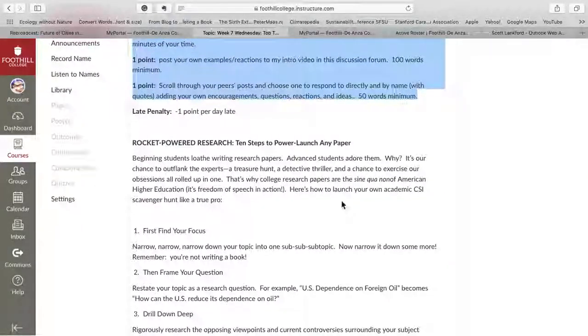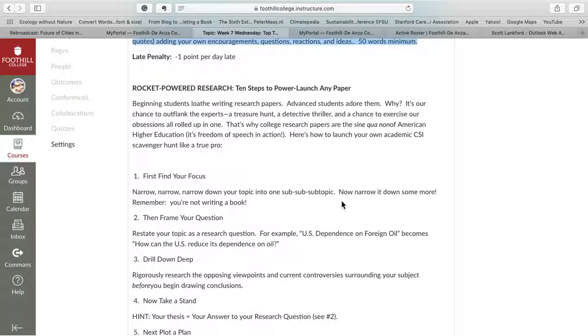Today I want to talk about research papers, which are a fact of life in college. I really want to make a pitch that they don't have to be so painful. As I say here, a lot of beginning students loathe these papers. Advanced students actually adore them. Why would that be? It is your chance to become an instant expert.